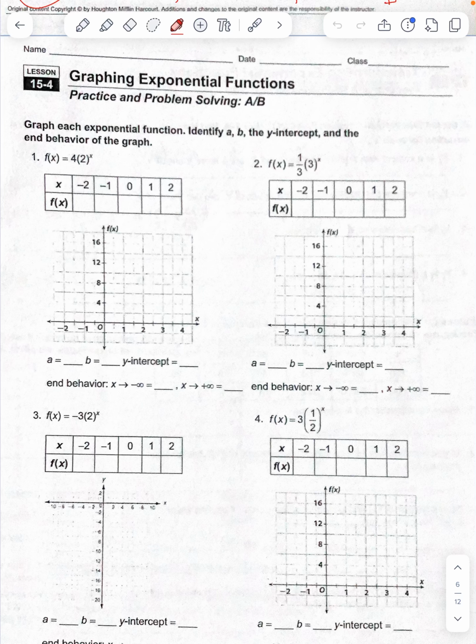Unit 6, part, I believe there's going to be part 6, right? So, let me write down. It's unit 6, this is part 6. Okay? Lesson 15.4, graphing exponential functions.